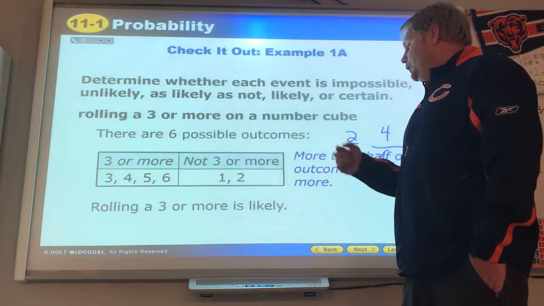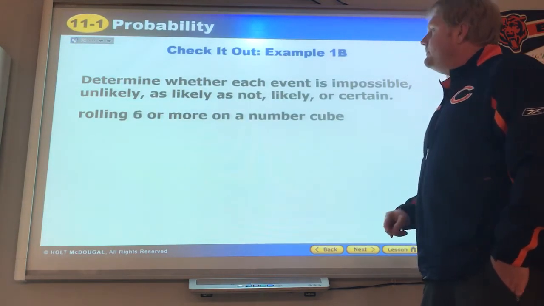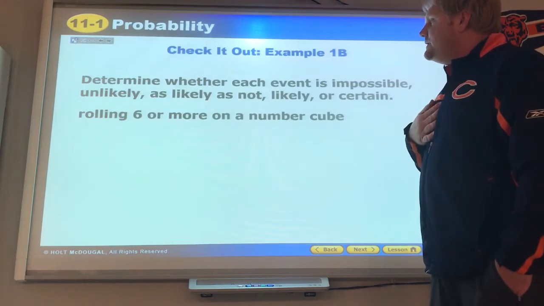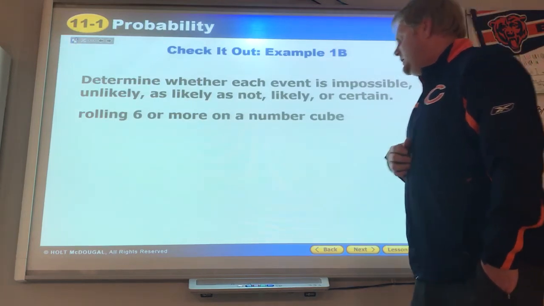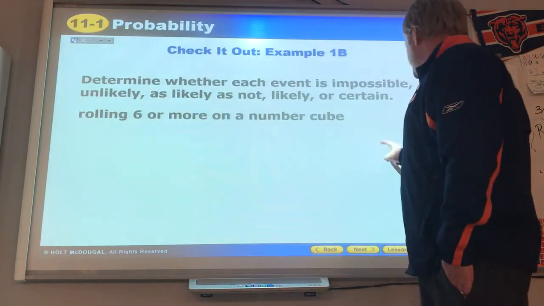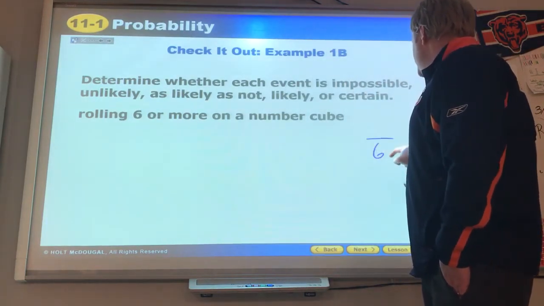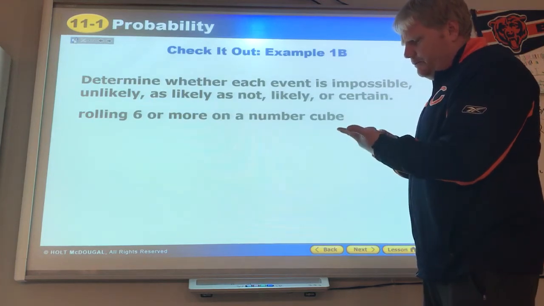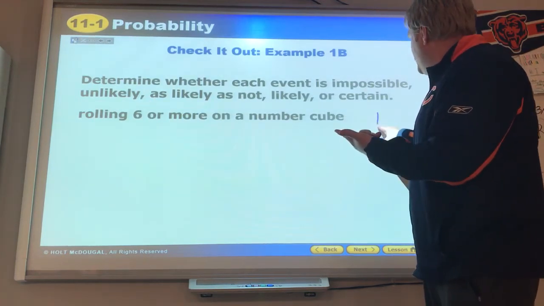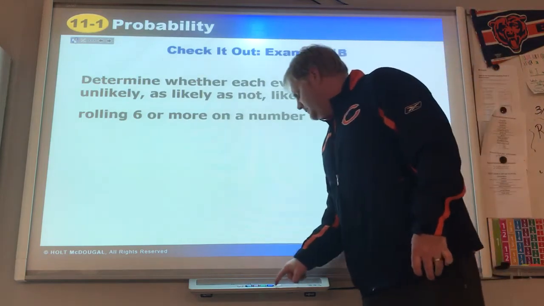Okay, rolling a 3 is likely. Rolling 6 or more on a number cube. Well, there's still 6 total choices, 6 or more. I can roll a 6, that's 6, but there's no other numbers that are more, so only 1 out of the 6 choices meets that.